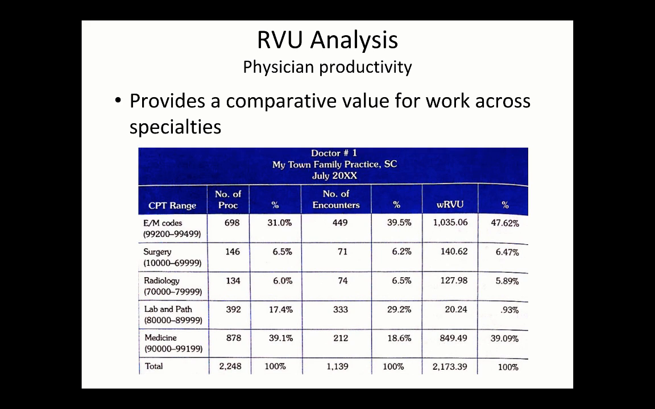RVU data can be analyzed for specific physician, clinic, specialty, or service line. One way RVUs are used is to assess physician productivity using the work RVU, or WRVU. It provides a comparative value for work across specialties. However, this measure is only for physicians' clinical work and not the physician's overall work on behalf of the physician practice or hospital. Thus, research work, management duties, and teaching responsibilities are not accounted for.